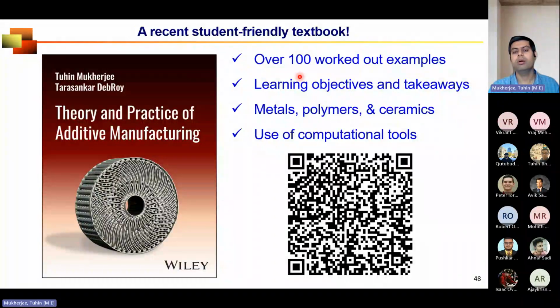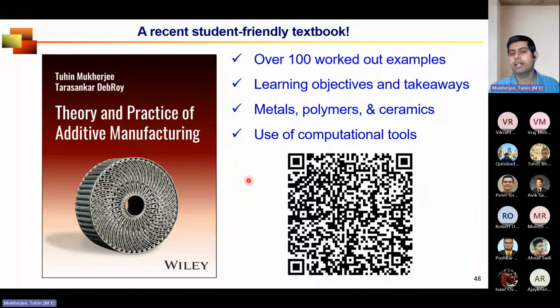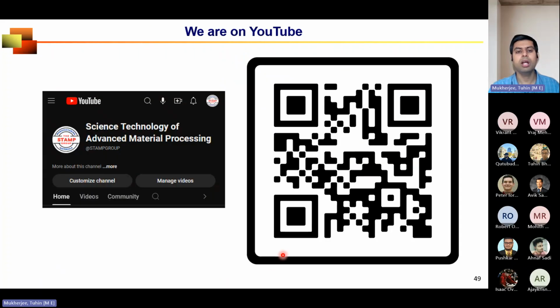To make this book student friendly, we have provided more than 100 worked out examples related to all the things that I was talking about, and how people can use some of the very easy, commonly available open source techniques to do something for their applications, for metals, for polymer, for ceramics. So this is a book all of you can look at.